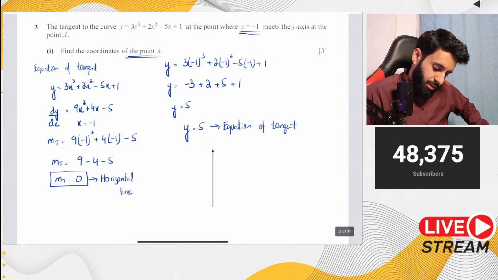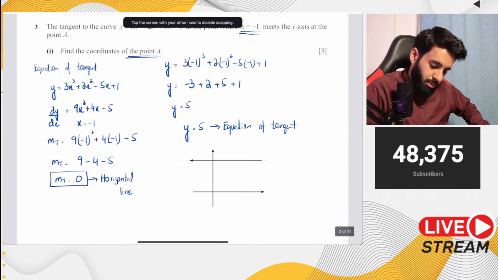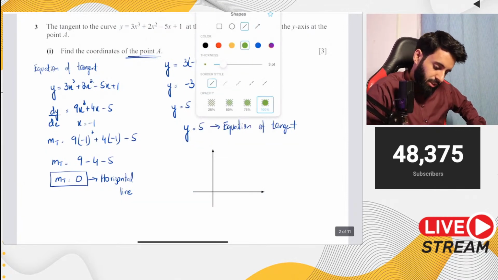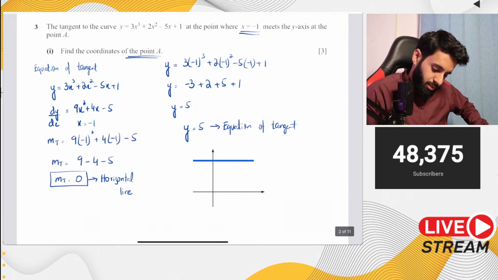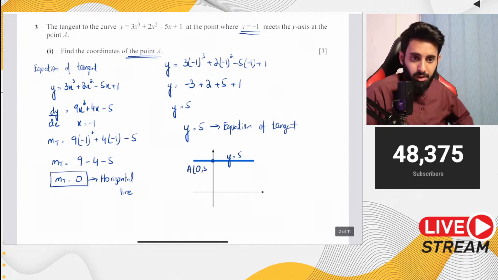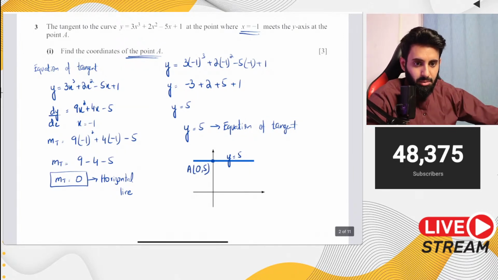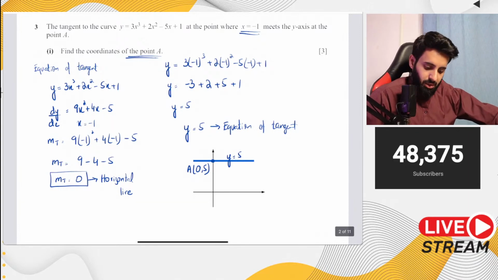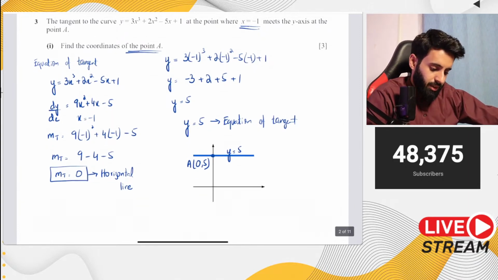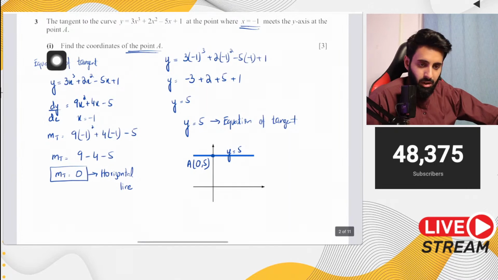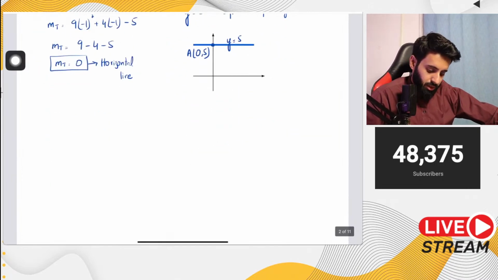Since you know that you have a horizontal line y equals to 5, that means the point at which it meets the y-axis will be 0, 5. So this is the line y equals to 5. The point at which it meets the y-axis, A, will have coordinates 0, 5. Okay. Gradient 0 means it's the turning point. Yes, gradient 0 means it's the turning point. So that means we are finding out the tangent at basically one of the turning points of the curve.